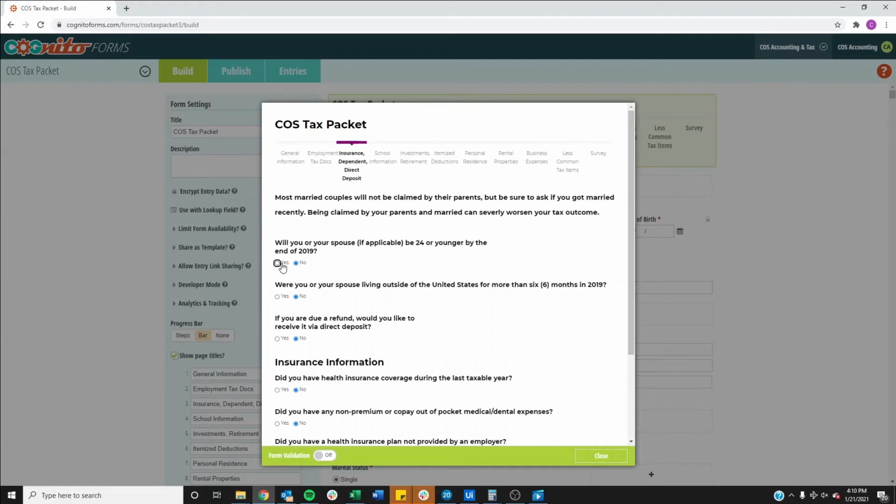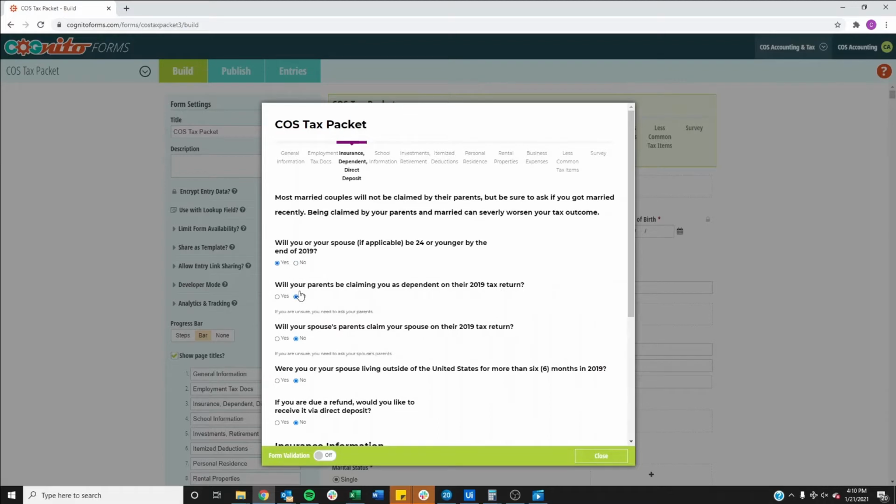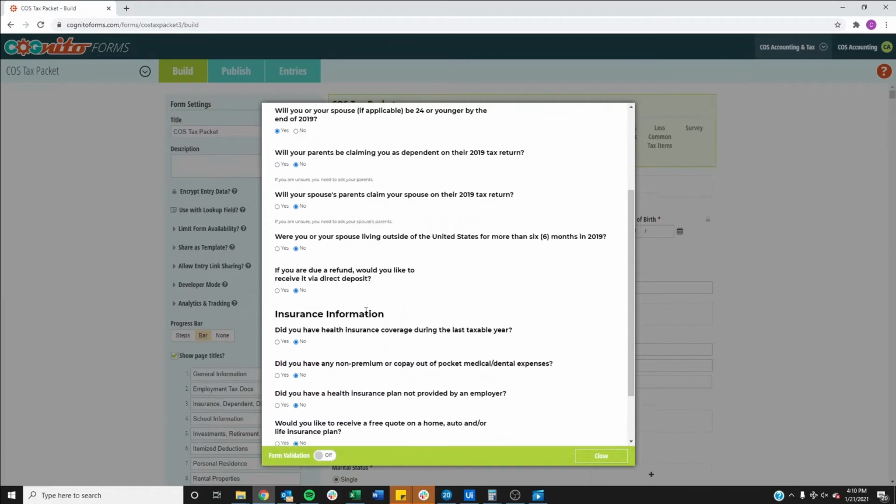So we don't even ask this question if you're over 24, because you can't be claimed unless you're 24 years or younger. But if you are 24 years or younger, you're going to need to ask your parents if they will be claiming you as a dependent on their tax return that tax year. And then same with your spouse. You'll need to answer that question if you're married.